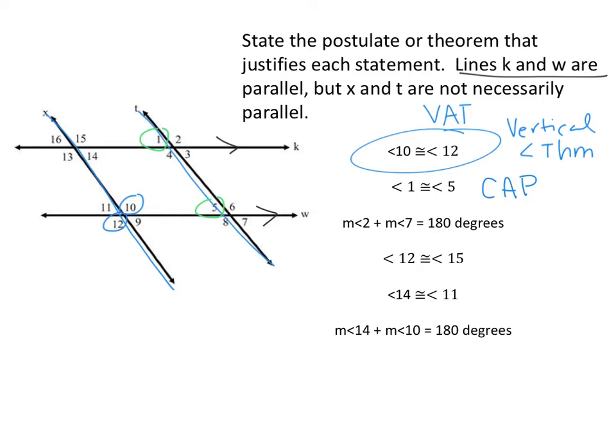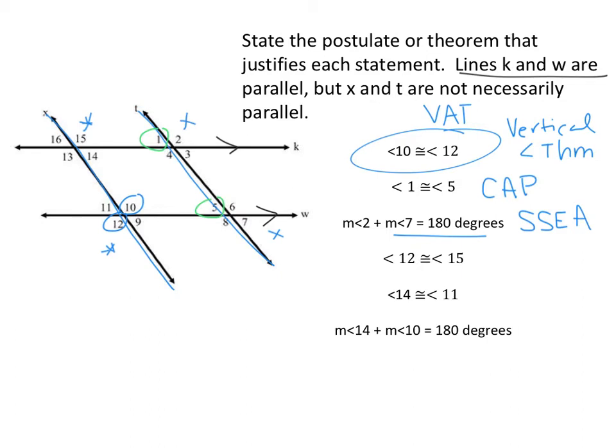Why would the measure of angle 2 plus the measure of angle 7, so angle 2 and angle 7, you're still looking with this transversal, so angle 2 and angle 7 would be not congruent, but supplementary, because of same side exterior angles. They're on the exterior. And then why is angle 12 congruent to angle 15? If this is my transversal, they're on the exterior and they're alternating.